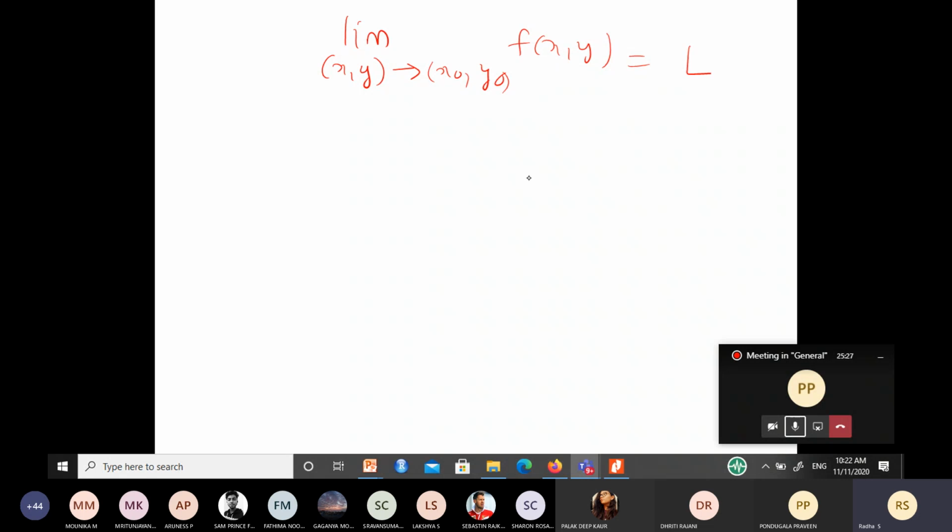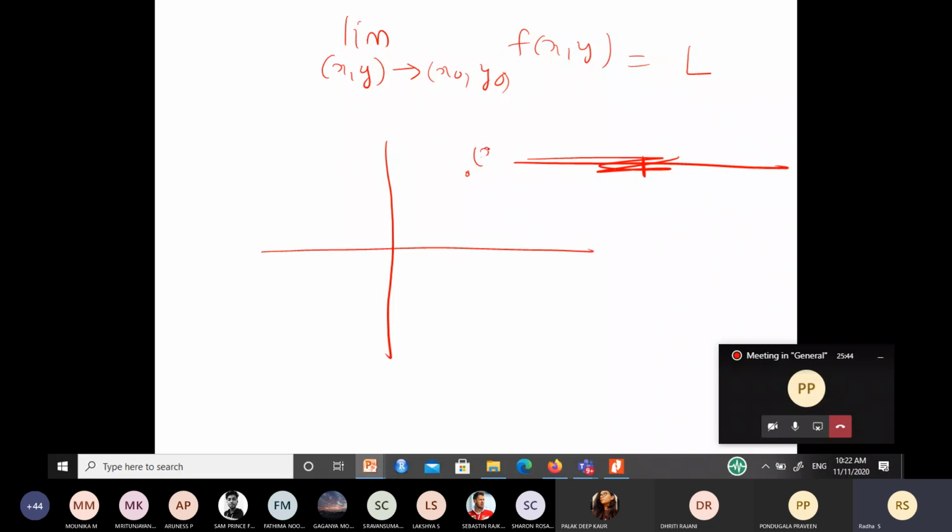One thing I'll ask you. Whenever you have a single variable, you have a line. Suppose I want x to approach a, you can approach either from the left or right. But here it is 2-dimensional, right? Your point is suppose x0 comma y0. So how many ways can you approach x0 comma y0? If it is a single dimensional point, it is simple, you can approach a either from left or right. But if you want to approach a 2-dimensional point x0 comma y0, what and all ways can you approach?